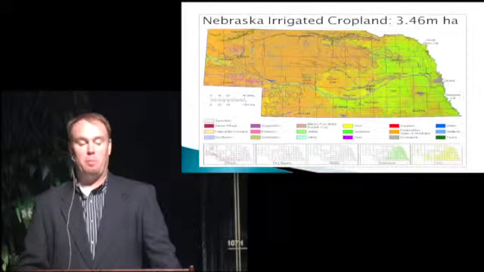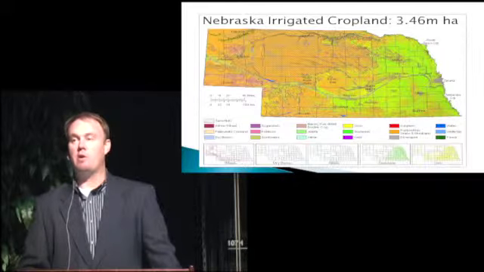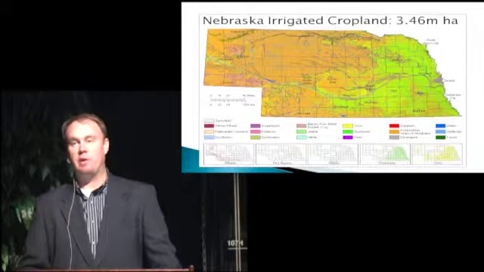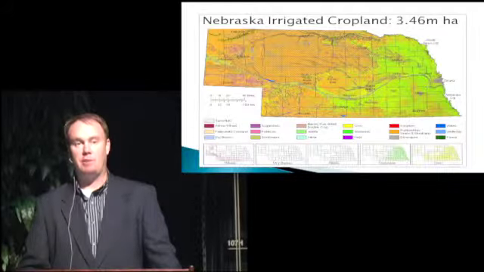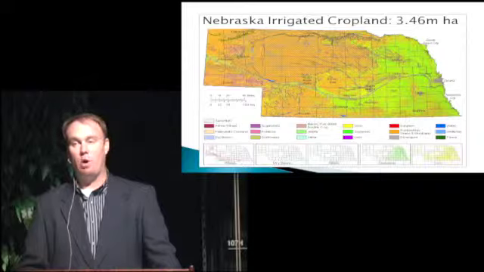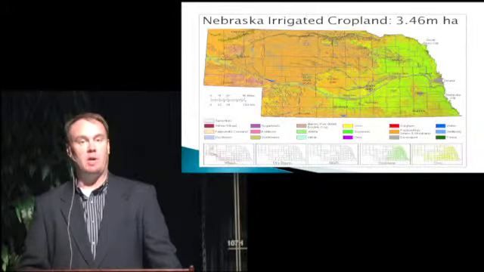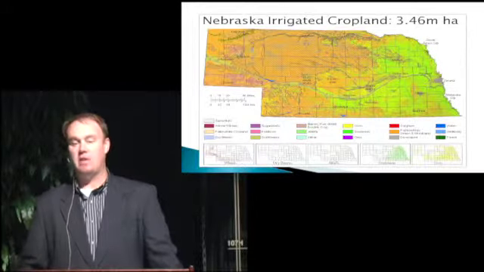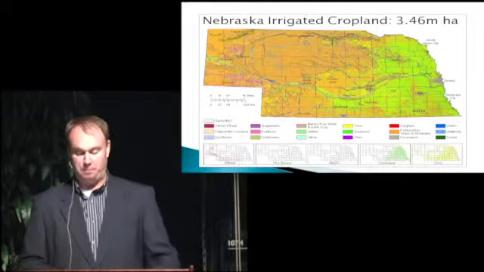And being able to increase our water use efficiency becomes of primary importance when you realize just how much irrigated cropland we have in the state. If we can increase our water use efficiency, we're going to save a lot of water. And variable rate irrigation has kind of the promise to help us do that.